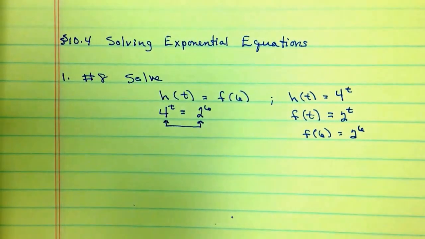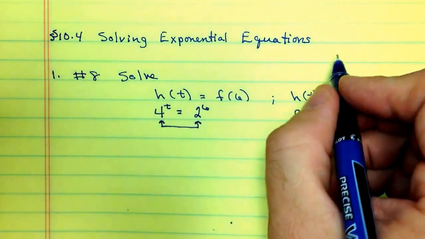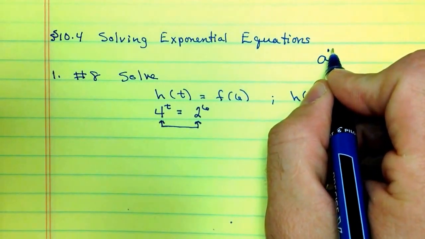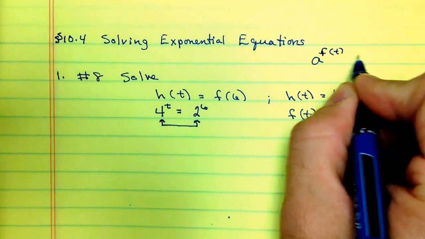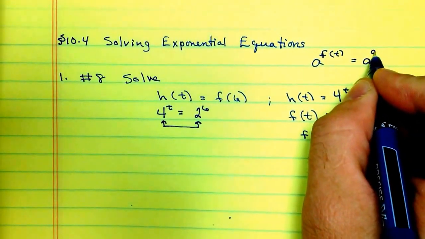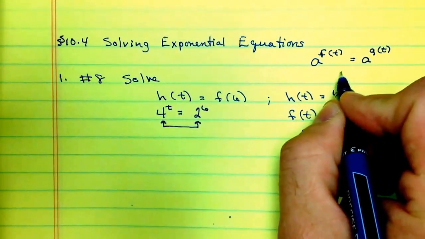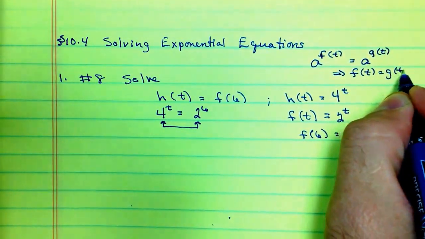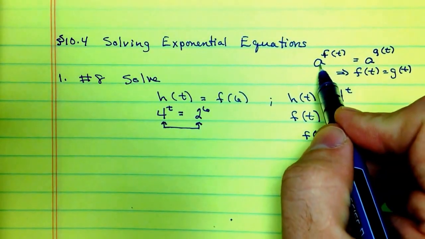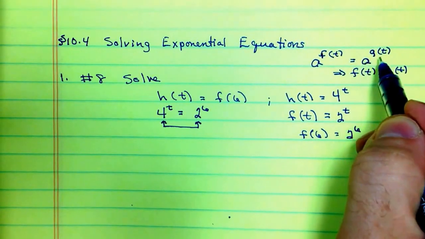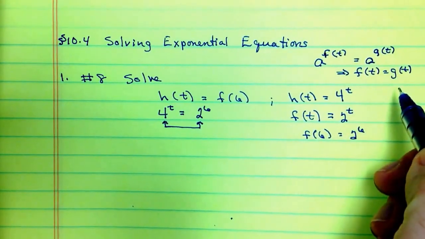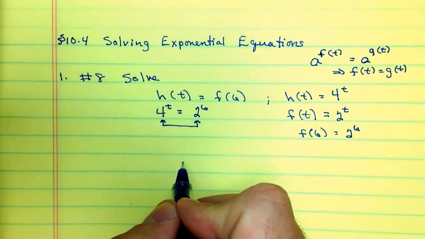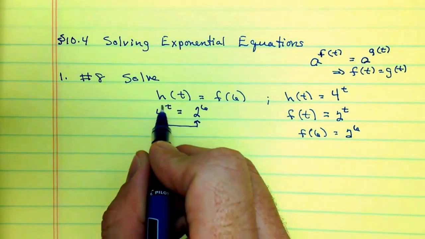Alright, so what we want to do is have in our head that if a to the f of t equals a to the g of t, that implies that f of t equals g of t. So essentially, if you have a base to an exponent equals the same base to a different exponent, those exponents need to be equal. So that's what we want to use here. Can we write either of these as the same base? And the answer is yes.